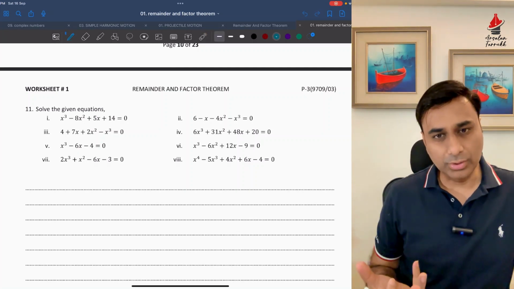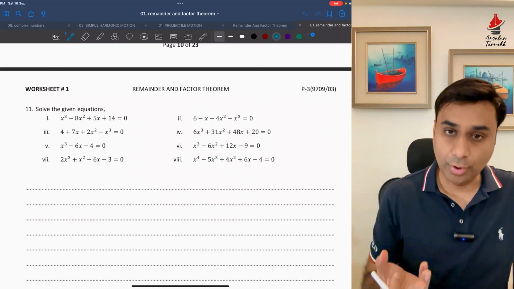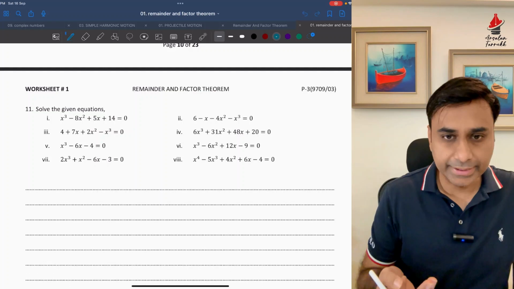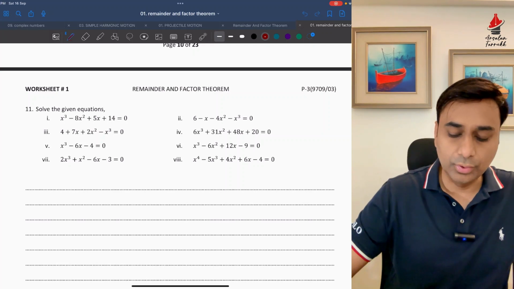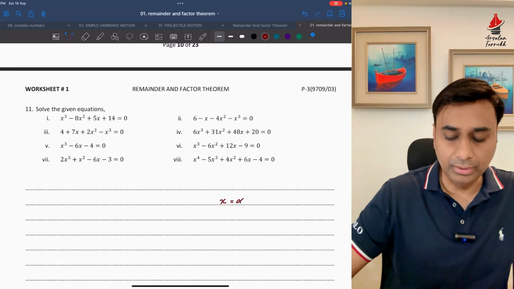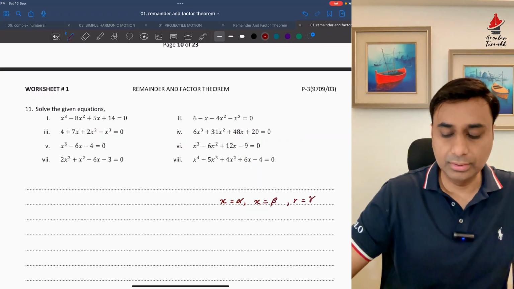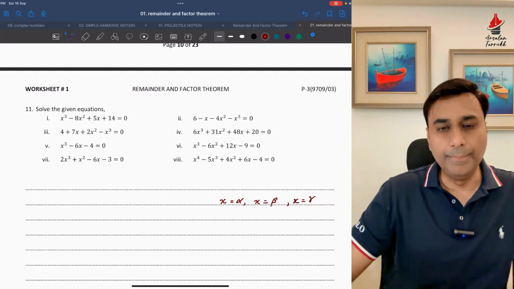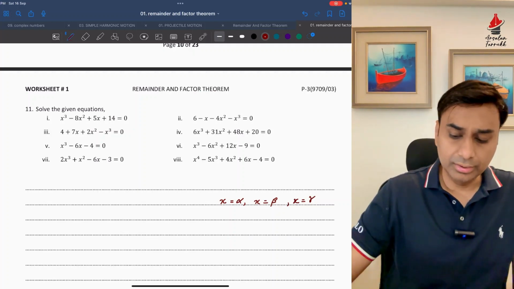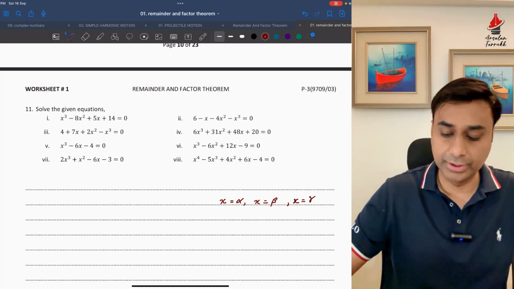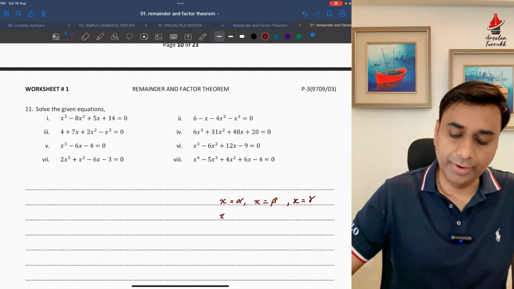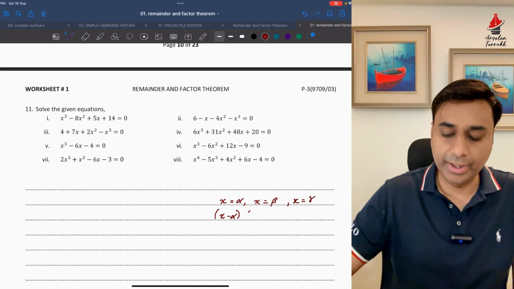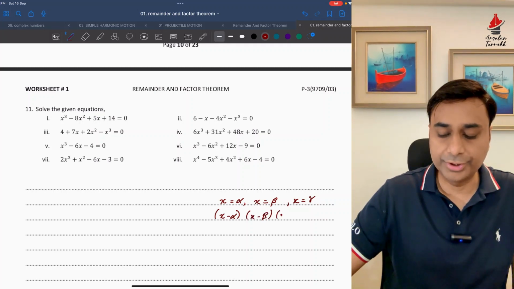To understand the process of solving a polynomial equation, we will do a bit of reverse thinking here. Let's say you have an equation whose roots are known to you. Let's say the roots are alpha, beta and gamma. Let's say these are the values of x already. If these are the roots of that particular equation, then what should be the factors of that equation? One factor should be x minus alpha, one factor should be x minus beta, and one factor should be x minus gamma.